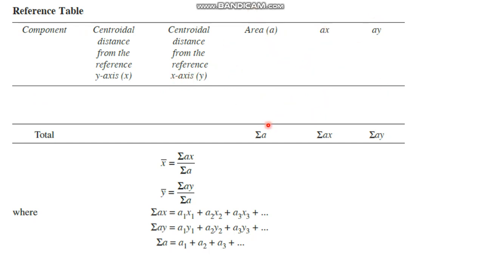Then you take the summation of a, summation of ax, and summation of ay. Therefore x bar is given by summation of ax divided by summation of a, and y bar is summation of ay divided by summation of a, where summation of ax means a1 into x1 plus a2 into x2 plus a3 into x3, like this you have to take it. Similarly for y, and summation of a means add all the areas.